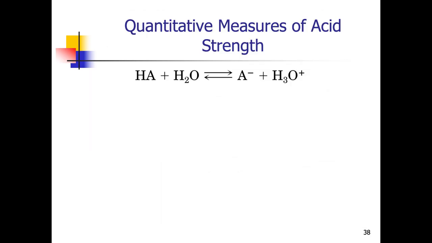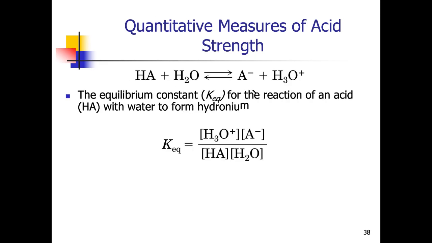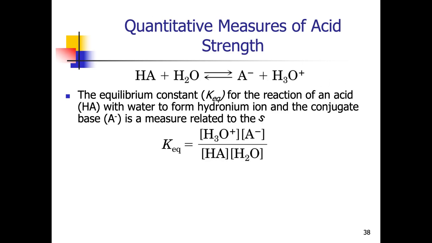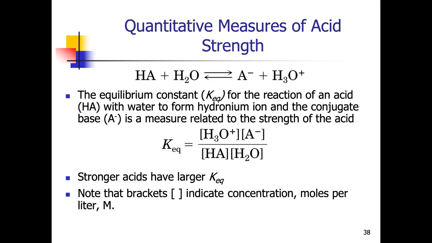Quantitative measures of acid strength. The equilibrium constant, Keq, for the reaction of an acid with water, to form hydronium ion and the conjugate base, is a measure related to the strength of the acid. Stronger acids have larger Keq. Note that brackets indicate concentration, moles per liter, M.